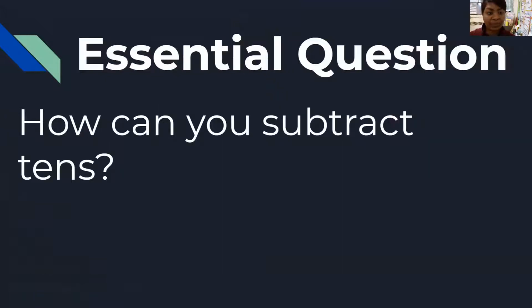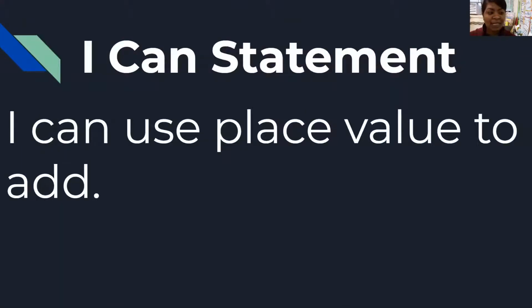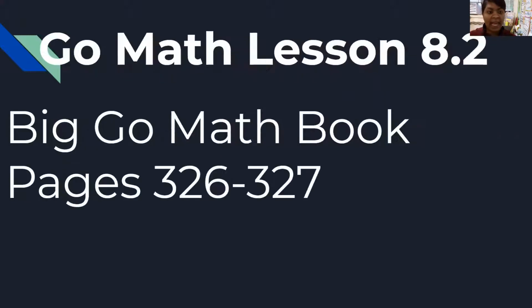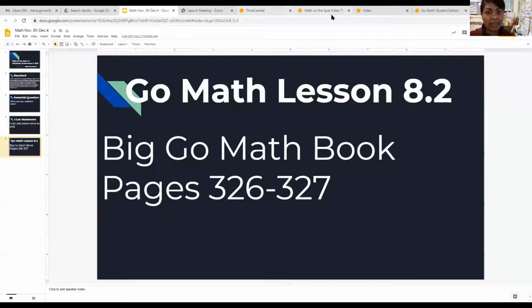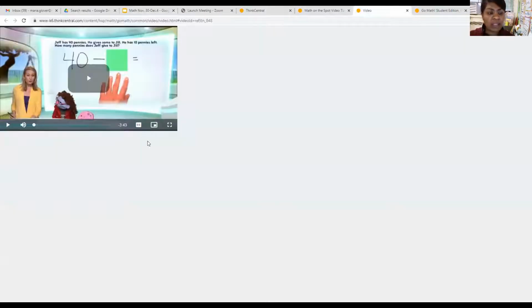Our essential question is, how can you subtract tens? Our I can statement is, I can use place value to add. And we're going to be reviewing Go Math Lesson 8.3 using the Big Go Math book, pages 326 and 327. So let's get started with our Math on the Spot video.